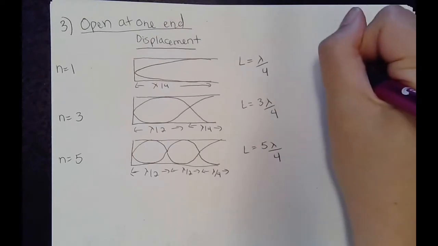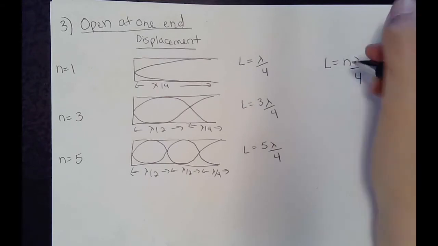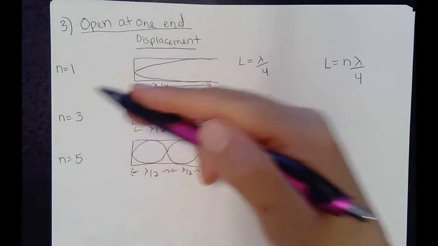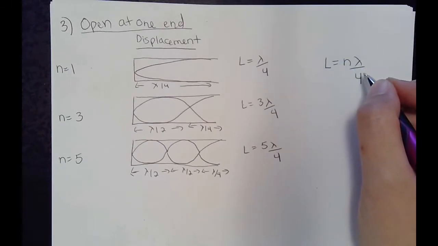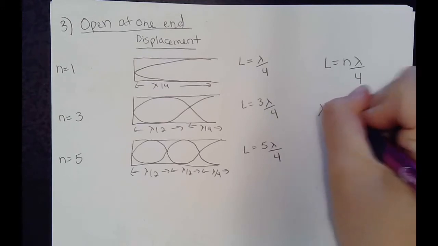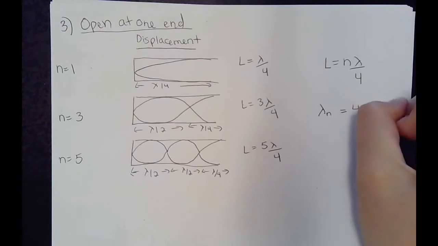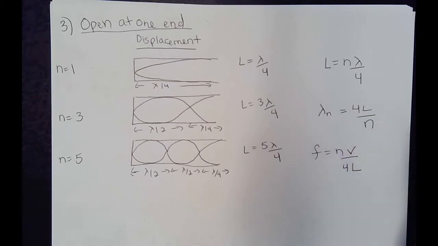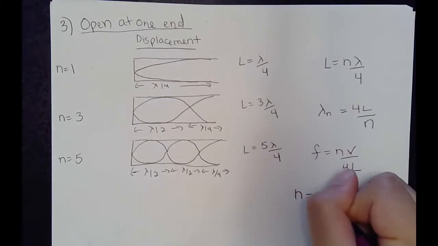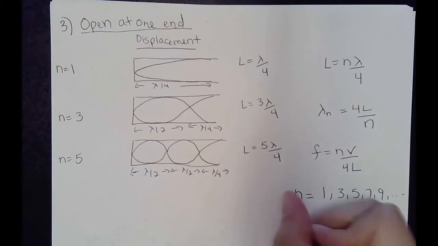So you can see that we have a relationship of L equals n lambda over 4, as long as n is odd, 1, 3, and 5. And there's other ways to write this series, but this is the conventional way. L equals n lambda over 4, or lambda sub n equals 4L over n, and then f equals nv over 4L. And for these two relationships, n is odd: 1, 3, 5, 7, 9, and we could continue. So this is actually called an odd harmonic series.